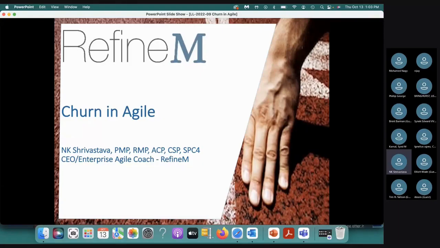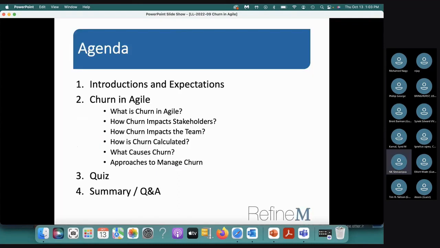So today's topic is churn. Churn as related to Agile. So this is our agenda. We are going to do some ice-breaking introductions, and then we will discuss various aspects of churn, starting with what is churn, how it impacts teams and stakeholders, how do you calculate it, and then we will get into the root causes, or why churn is created, or what are the reasons for churn, and then how do you manage it.